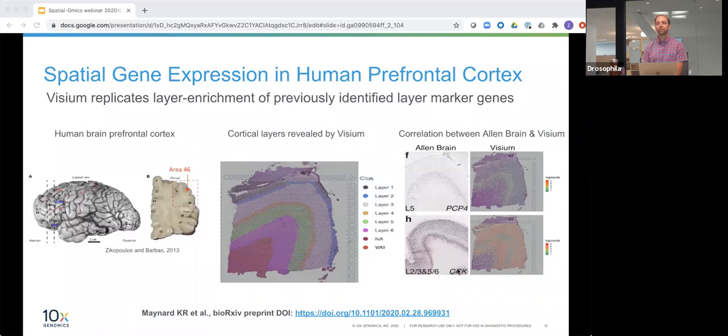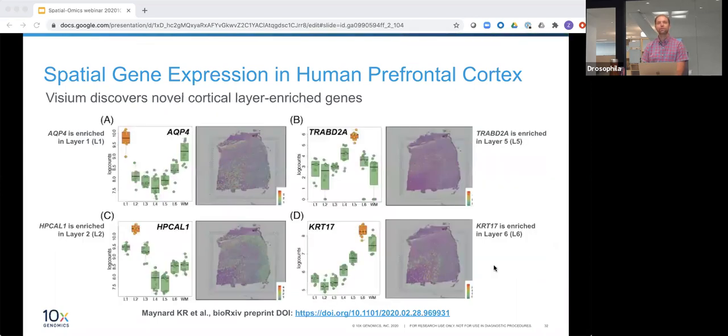And same thing with CCK, that's indicative of layers 2, 3, 5, and 6. Again, you can see high expression in layers 2, 3, 5, and 6 here. And so what they found was that you could see the classical markers of the cortical layers using the Visium technology. But the cool thing that they did was they were able to go a step further.